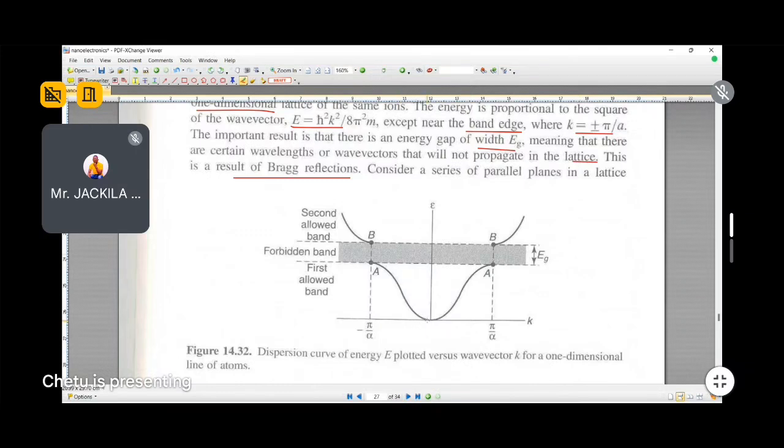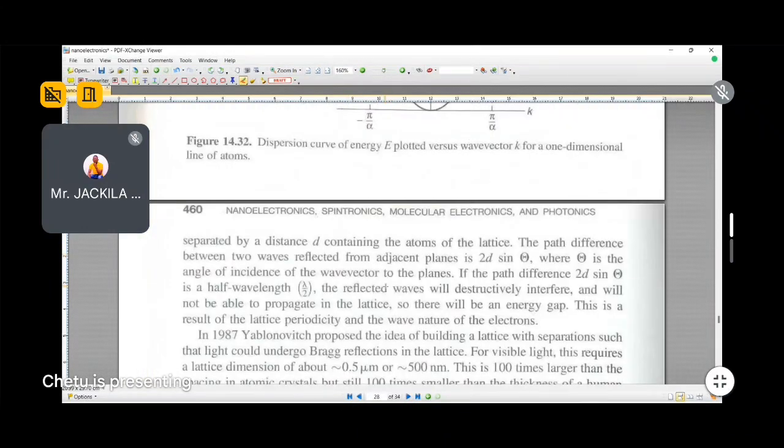From this to this, these wavelengths will propagate, meaning the wavelengths with this energy can propagate. Then this is forbidden, and this will not propagate. The separation of the atoms by distance d gives rise to a path difference between the two waves reflected from adjacent planes. This is the Bragg condition, n lambda equal to 2d sine theta, where n is the order of reflection, normally the first order.